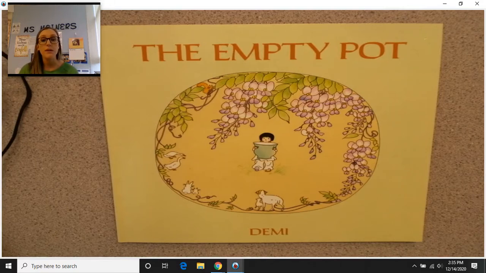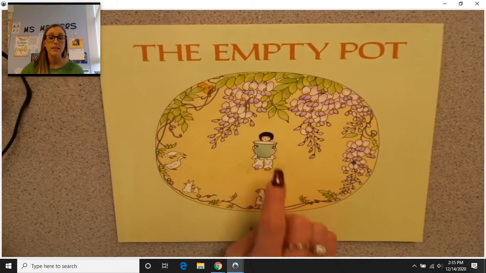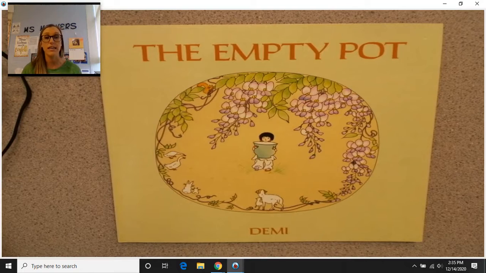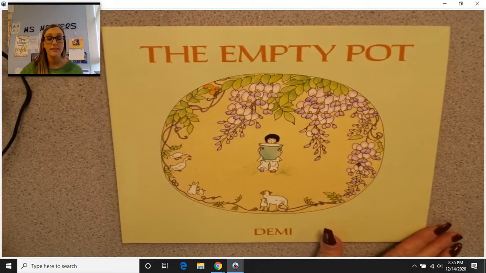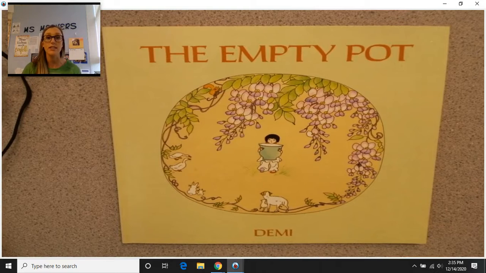The most important thing I want you to think about while you're listening to this story is the moral or the lesson. We have our character Ping, and Ping lives in China. So our setting is going to be China, and this is going to be a Chinese folktale. A folktale is something that was told a long, long time ago, and it usually teaches us a lesson through the character's words and actions. So we already know that our setting is China. This is a Chinese folktale, and it's going to teach us a lesson.